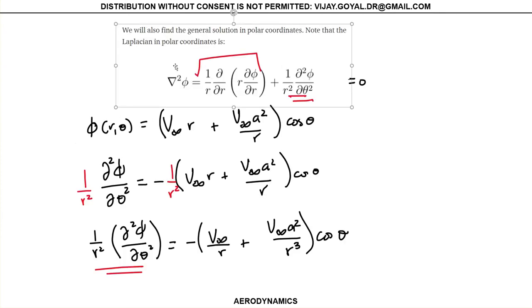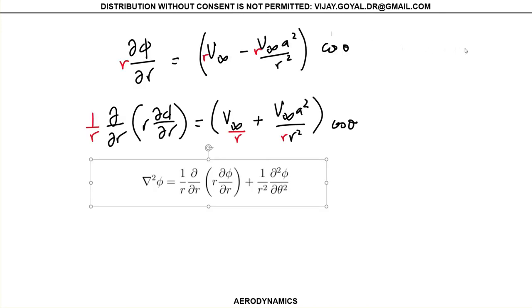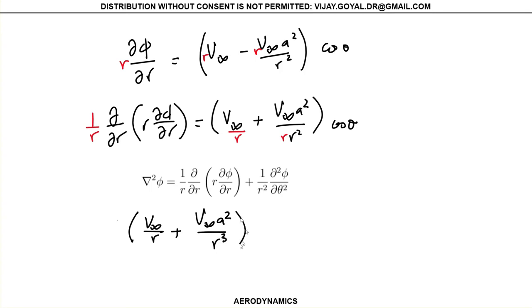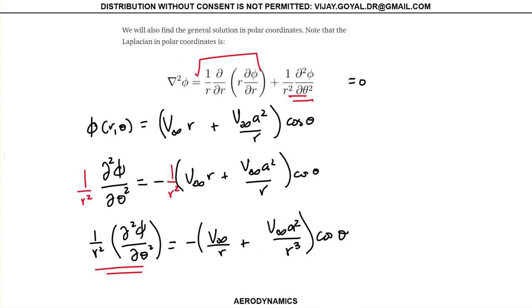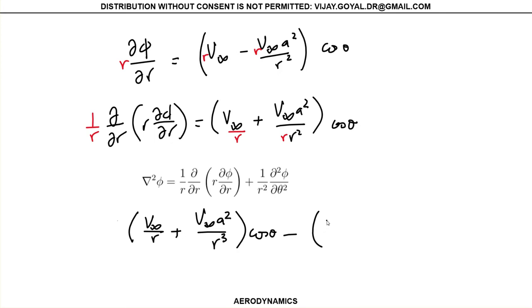Now we plug everything inside here. The first expression gives you V infinity r plus V infinity a squared over r cubed, cosine of theta. The other expression is the same but has a minus sign. So minus V infinity r plus V infinity a squared over r cubed, cosine of theta, is equal to 0. This gives you 0 equal to 0. That means a valid field.